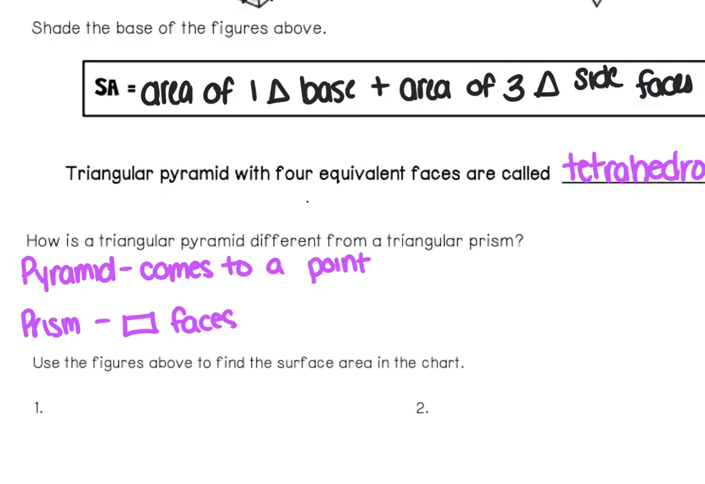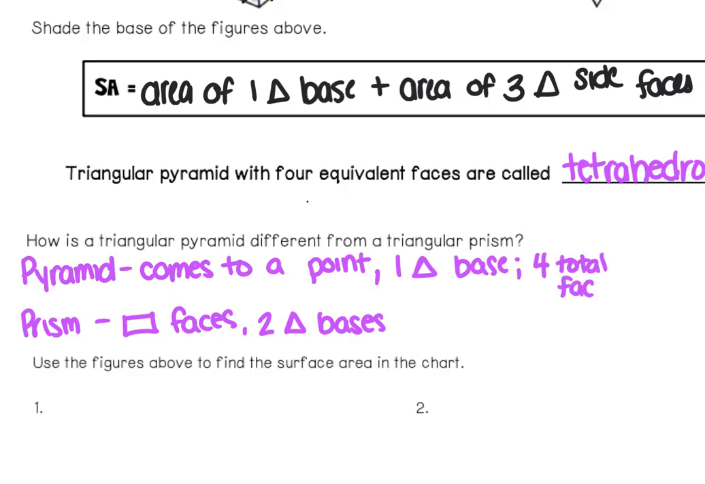Logan? They both have triangular bases. Okay, the pyramid has how many triangular bases though? 1. So this has 1 triangle base, but the prism has how many? 2 triangle bases. Good. So they both have triangular bases because they both have triangular in their name, but it's the difference in how many of those bases they have. Good. If you want to put, a pyramid has 4 total faces, and the prism has 5 total faces.